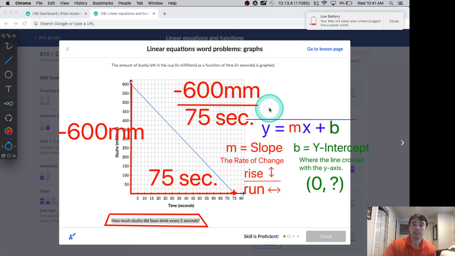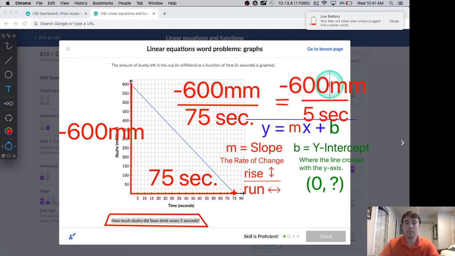I'm going to make my life a little bit easier, or from 7th grade you may recall this, I could set up a proportional relationship. If he's drinking 600 millimeters every 75 seconds, the word problem is asking us how much is he drinking every 5 seconds. So we don't know that quite yet, but we have this proportional relationship.